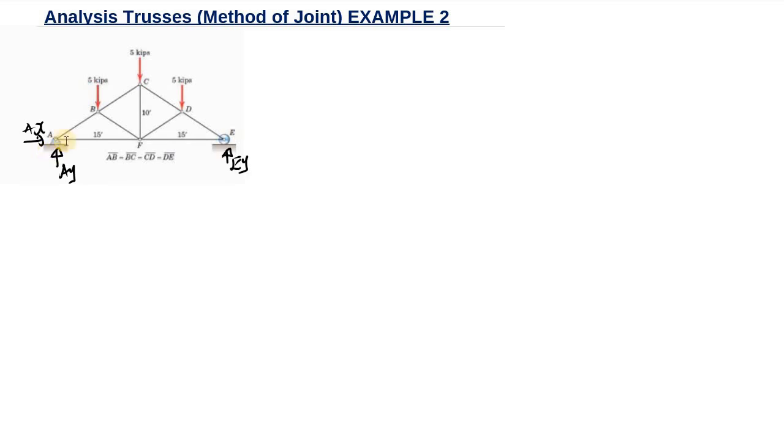So what do you know about the truss? Like, what can you say about this truss? This is basically a symmetry truss, because if you look at this, the geometry is symmetric, and we're also having the external force to be symmetric. Because we're having 5 kip at joint B, and we're also having 5 kip at joint D. So as you can see, they are similar, and we're having 5 kip at joint C. So the arrangement of this truss is symmetric.